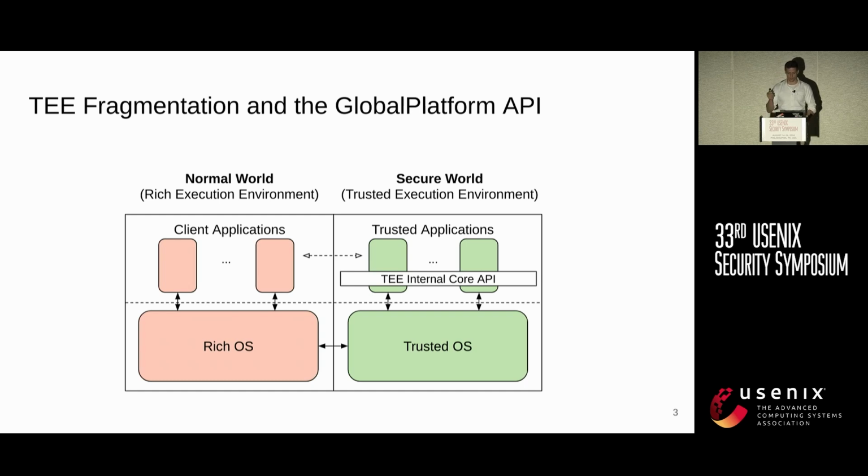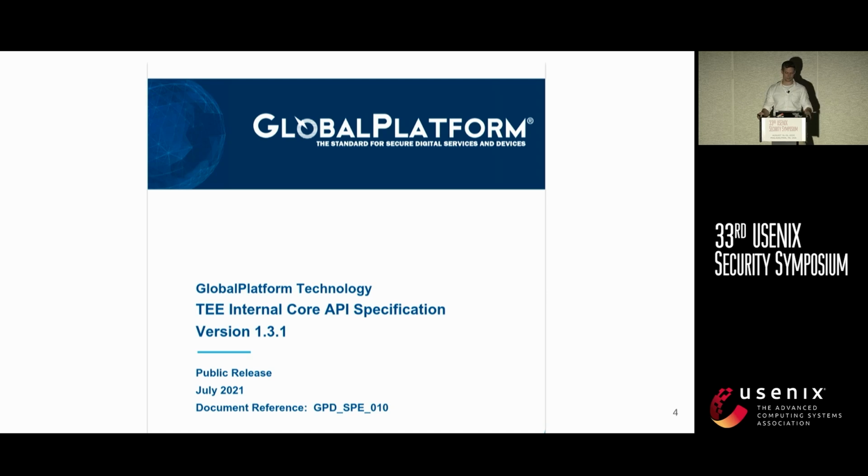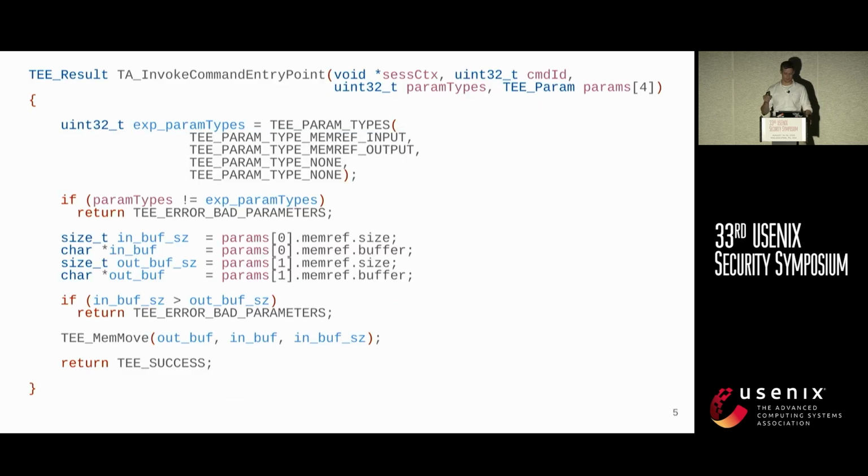You can find these specifications online. They have all of these APIs in there, and it's the de facto standard that is used in all of the trusted applications you can find on modern mobile devices. I want to go into one specific API here, which is this invoke command entry point. Don't be scared. I will walk through this C code example step by step to highlight what we were looking for here.